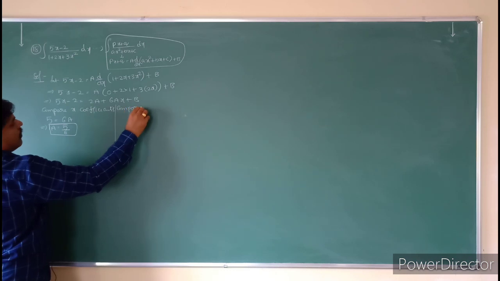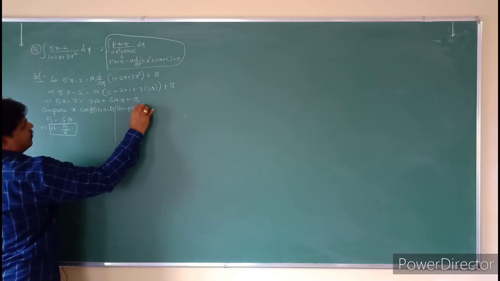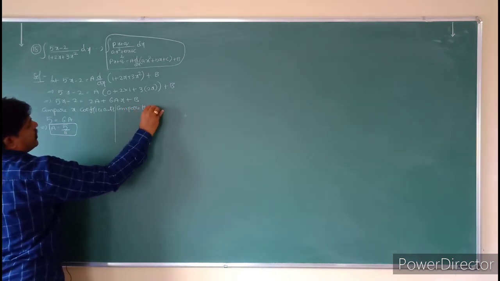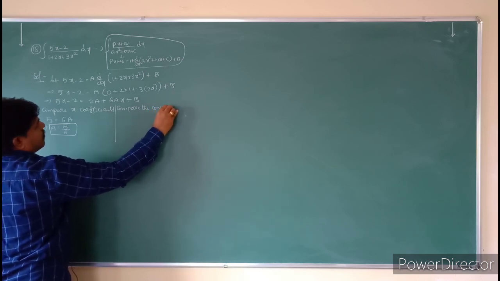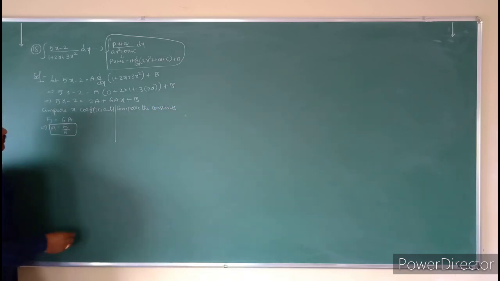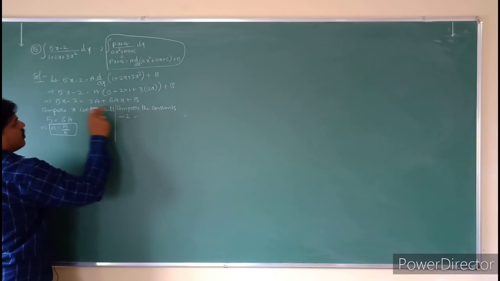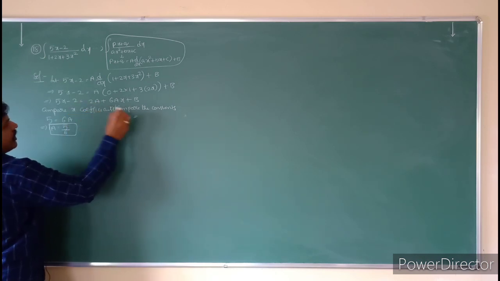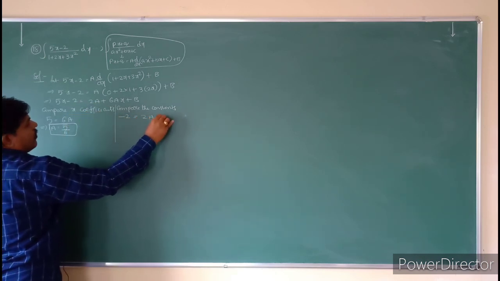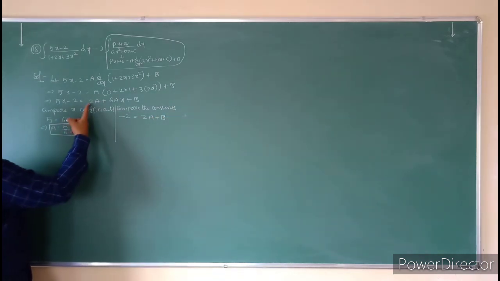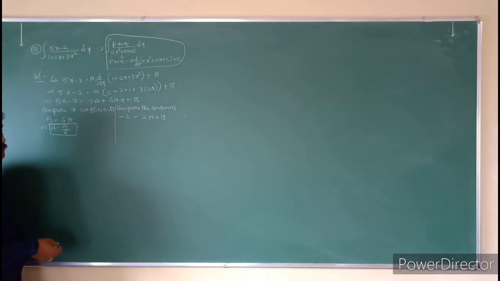Compare the constants. So what we will get: minus 2 is equal to... what is the constant in the RHS? 2a plus b is the constant term.